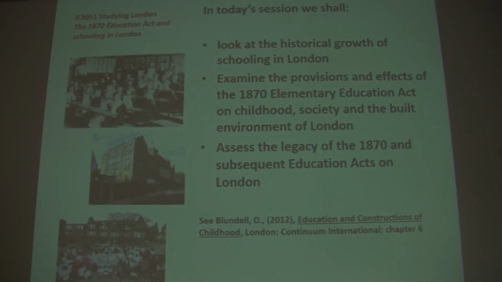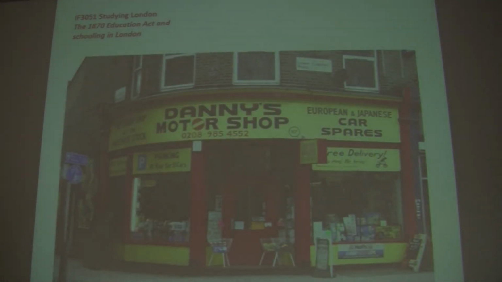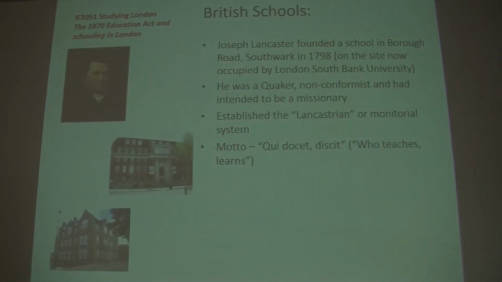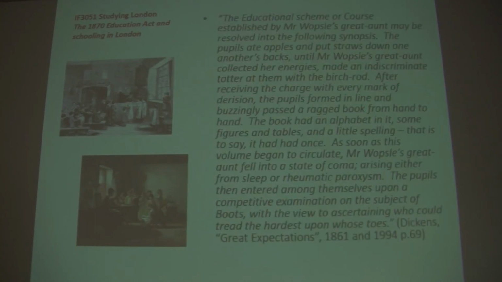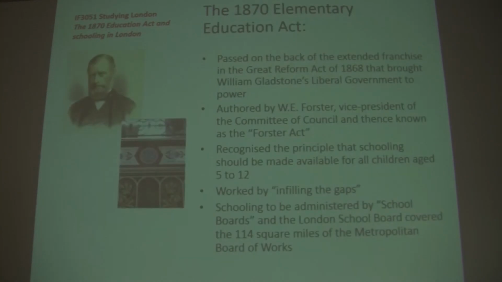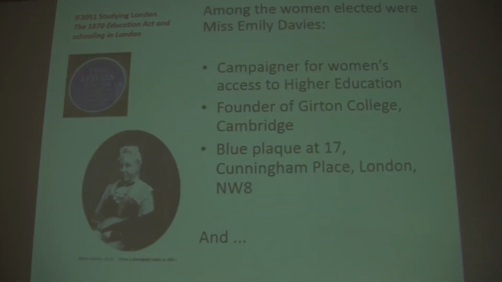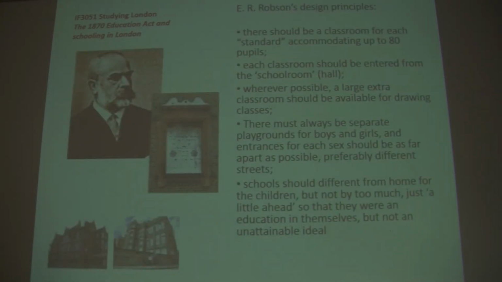He gave a historical perspective, talking about the development of the schools in London, and talked in particular about the British schools and Joseph Lancaster's system, and what education was like before the 1870 Education Act. And Chris, can you give a quick overview?